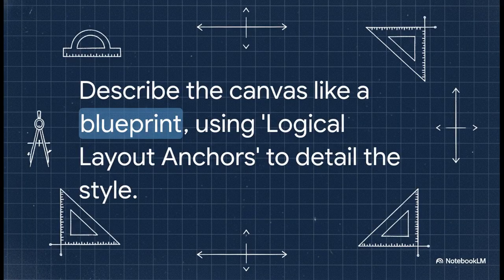So, the big takeaway is to think like an art director. Don't just say, make it look cool. You have to describe the scene like you're writing up a blueprint. Use what we call logical layout anchors to define the space, the objects, and the colors. The more specific your blueprint, the better the final build is going to be.